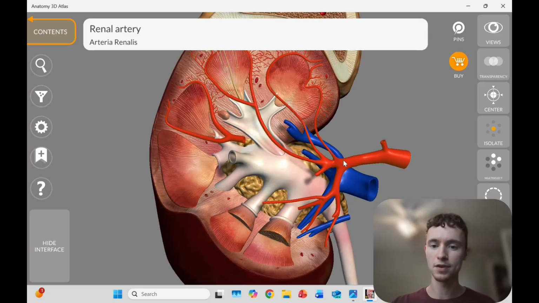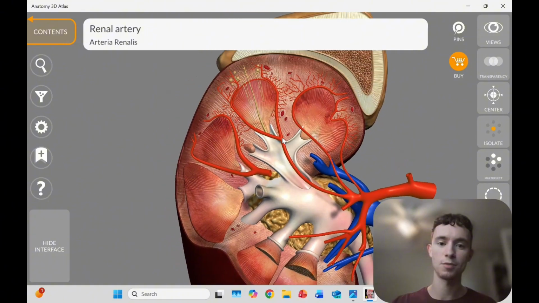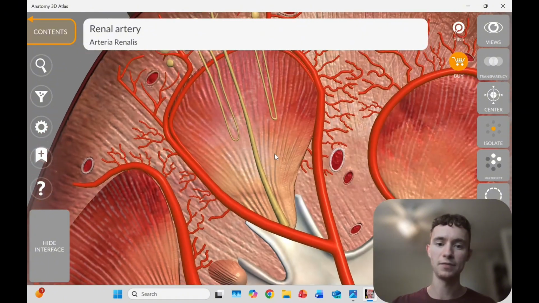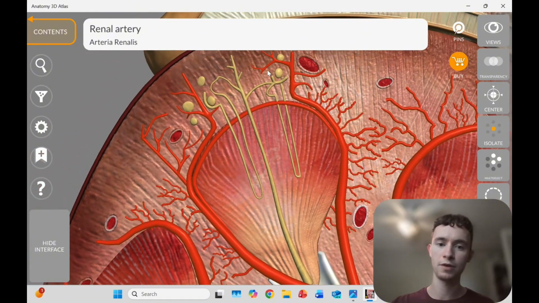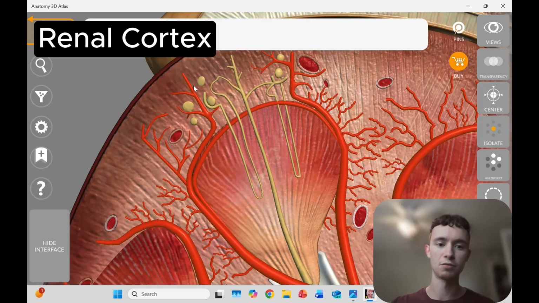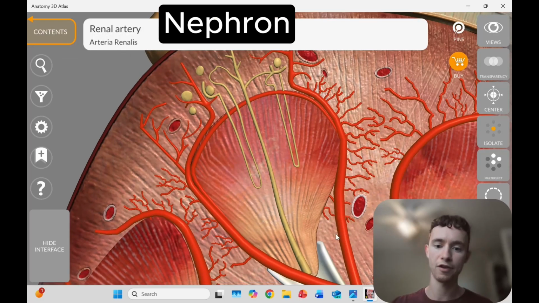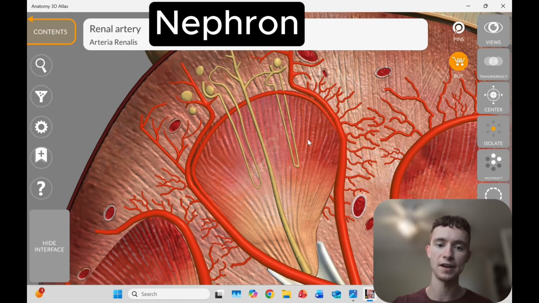And so this renal artery is pretty thick when it begins, but then it starts getting smaller and smaller and smaller. And if we zoom in, we can actually see how it goes all the way to this light pink structure called the renal cortex. And this renal cortex here is where the functional unit of the kidney lives, which is called the nephron, which is this yellow structure that you see right here.